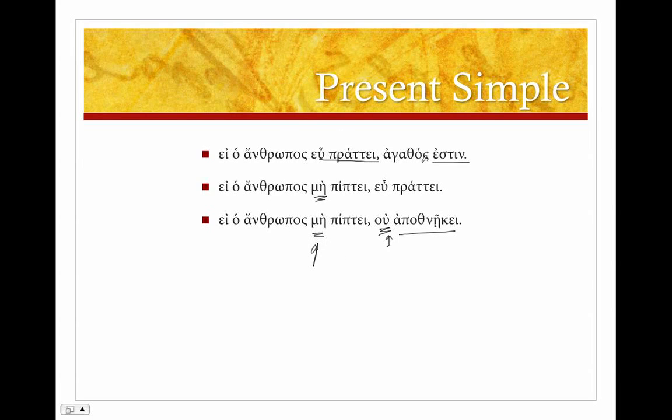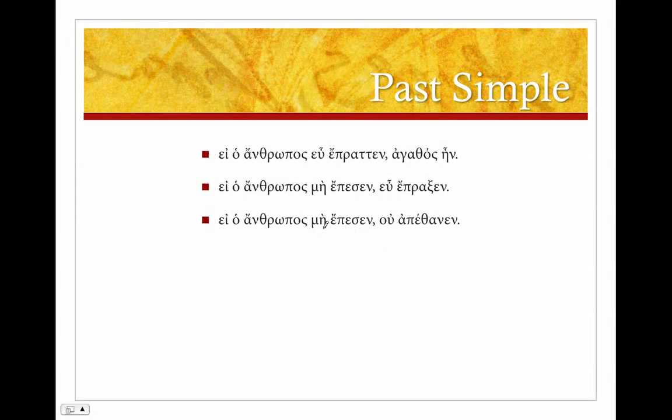If the man does well, he is good. If the man doesn't fall, he does well. If the man doesn't fall, he does not die. That's our present simple. And we can do the same thing about events in the past. We call these the past simple. Again, we're going to use the indicative, either imperfect or aorist, depending on aspect, depending on the way you're looking at the verb.